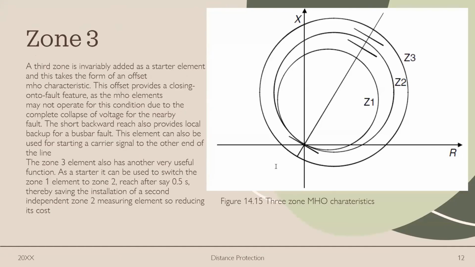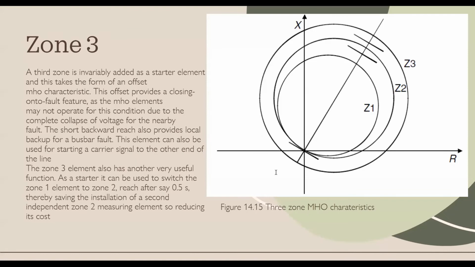Zone 3 is a third zone that is invariably added as a starter element. This takes the form of an offset MHO characteristic. This offset provides a closing onto fault feature, as the MHO elements may not operate for this condition due to the complete collapse of voltage for a nearby fault. The short backward reach also provides local backup for a busbar fault. This element can also be used for starting a carrier signal to the other end of the line.